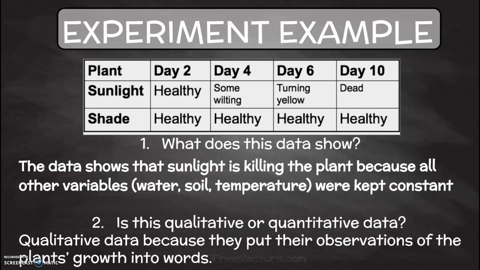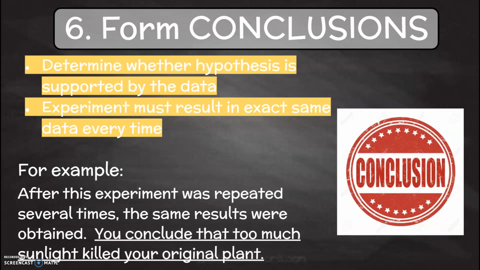This data shows that sunlight may be killing the plant because all the other variables, those things that I kept the same, like how much water the plant was getting, were kept the same. So the only change that I had was that sunlight. So that must be the reason it's killing the plant. This data is qualitative because it's using observations and it's putting it into words.